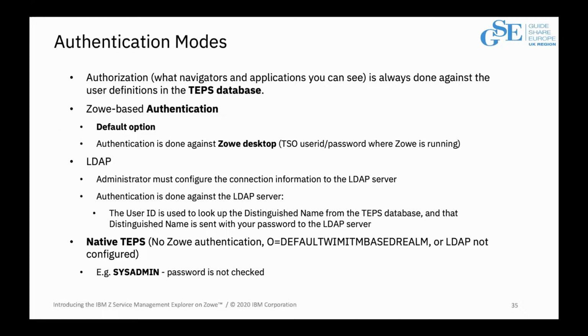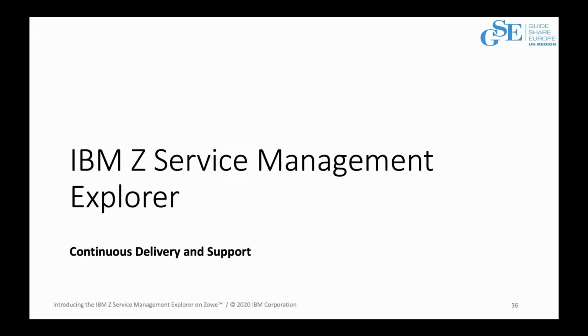so you're just reusing what you've done in TEP or the TEPS instance. Or you can use the native TEPS. You can say that I don't want to authenticate with Zowe, and I don't want to authenticate with LDAP. As you do when you install ITM in the first instance, whenever you install ITM, you normally do not enable authentication. So you could log on with sysadmin, and then you set up user IDs, and then you enable their authentication. Okay, so there are multiple ways of authenticating with IZSME, similar to the TEP, to be honest.